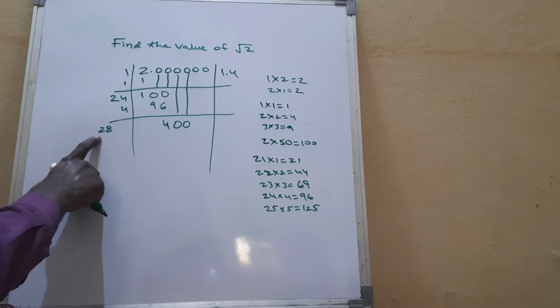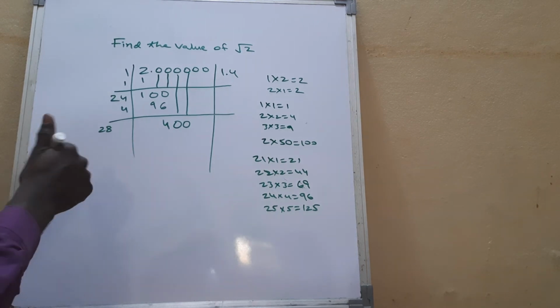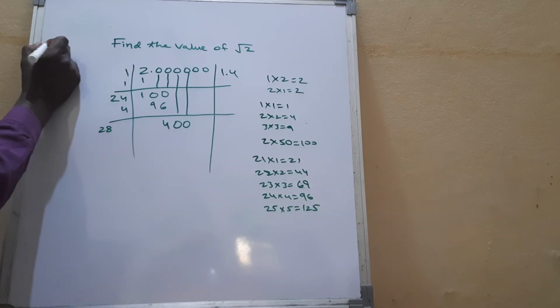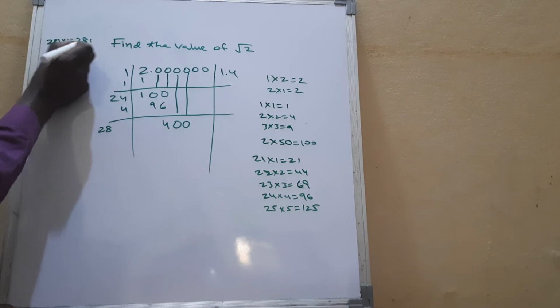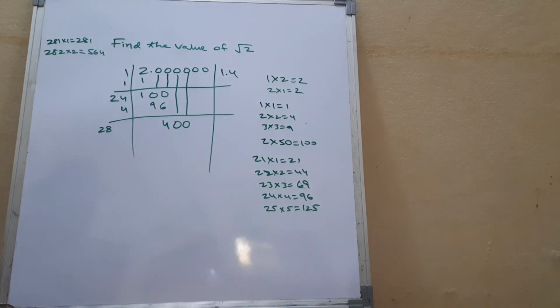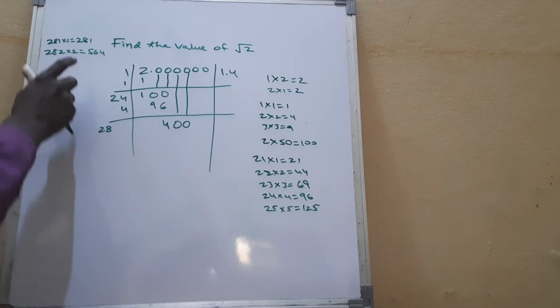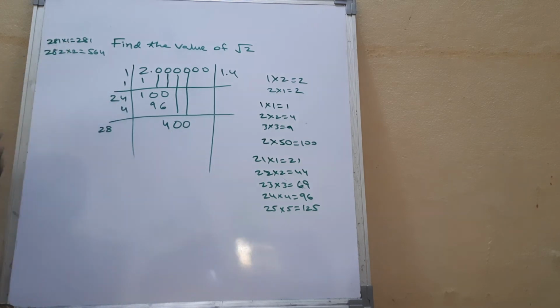Now we put a number after 28 and multiply it by the number we place. Like this: 281 into 1 is equal to 281, 282 into 2 is equal to 564. So 282 into 2 is equal to 564, which is greater than 400. 281 into 1 is equal to 281, which is less than 400. So we take 281.